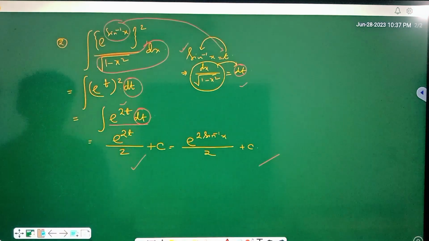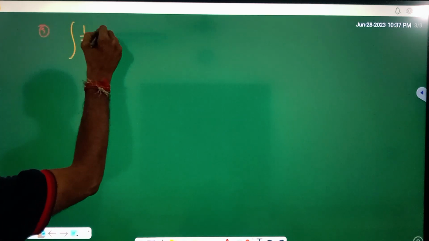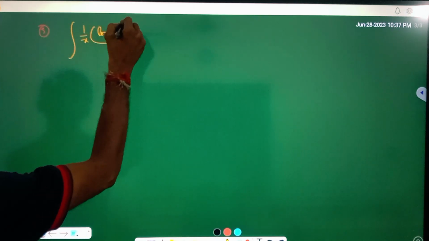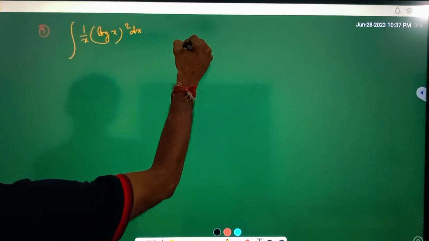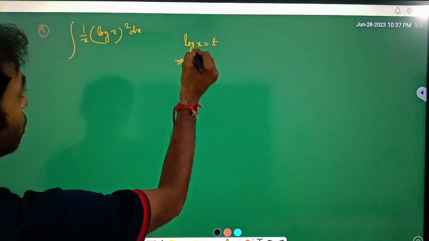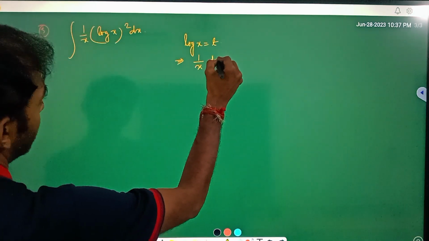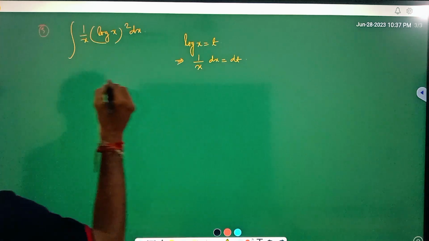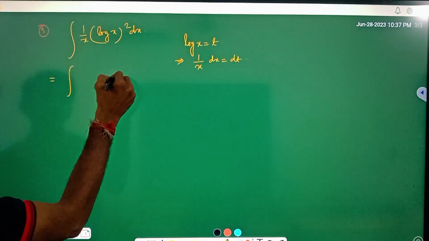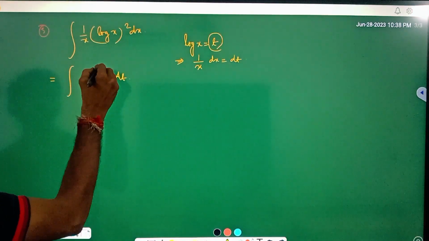Very easy problem. Next we are moving on to the third problem. Third problem is integration 1 by x log x whole square, 1 by x log x whole square dx. We are just substituting log x equals t. Then after differentiation, we all know that log x differentiation will be 1 by x into dx, that will be dt. So 1 by x dx will be dt, and we all know that log x is equal to t, so that will be t square dt.